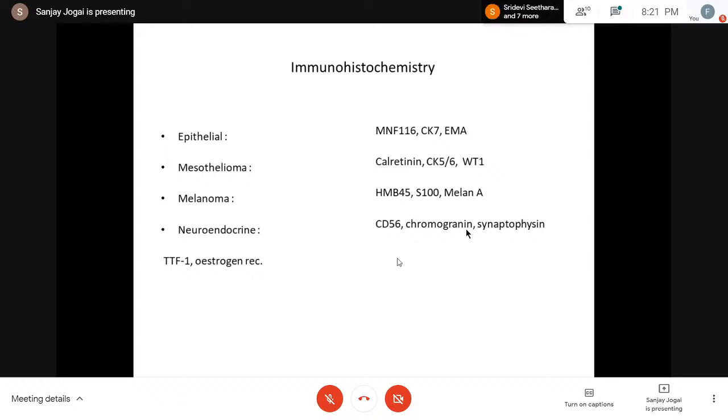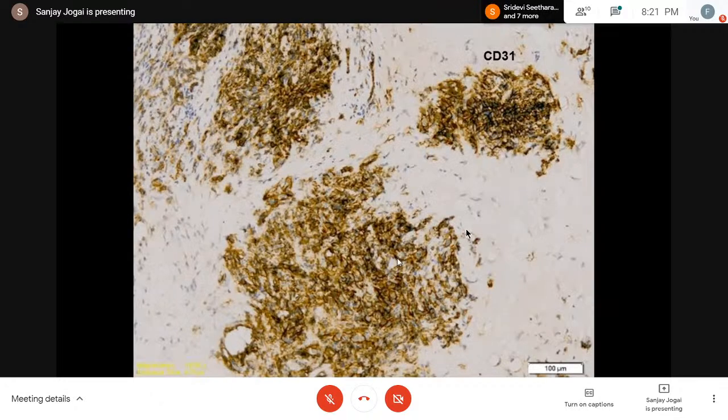So I sent it to Brompton, and I was kicking myself afterwards when they sent me back the CD31, which was so strongly positive. So that was a learning case for me 10-12 years ago, that if you have an epithelioid looking tumor in the pleura, and if it's negative for mesothelioma markers, always put vascular markers, because that's what it is very likely to be, or you exclude it. So this is another example of epithelioid hemangioendothelioma.